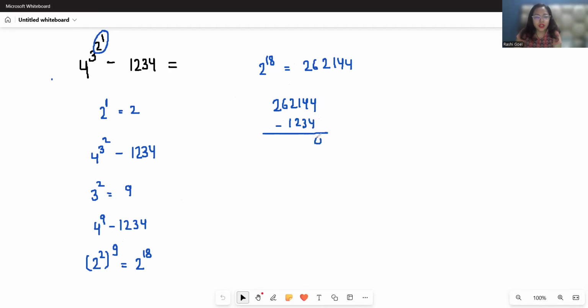When we subtract, we get 0, 1, and here it becomes 11 minus 2, 9. Again 0, 6, 2. So our final answer is 260910.